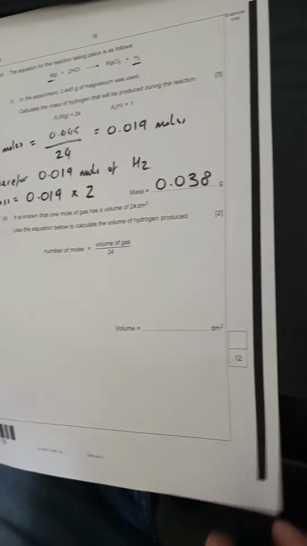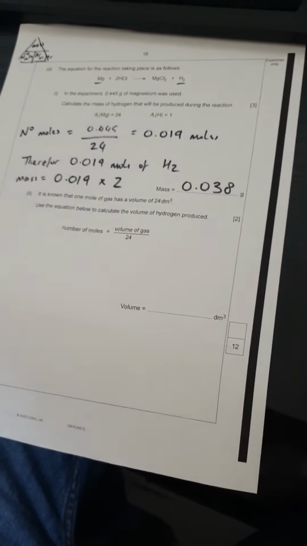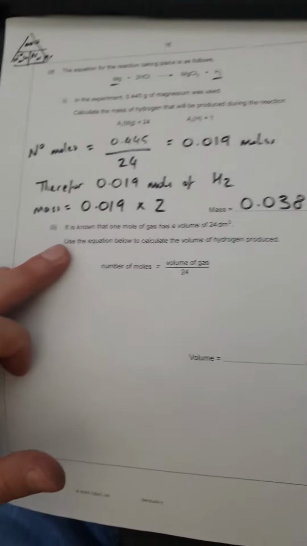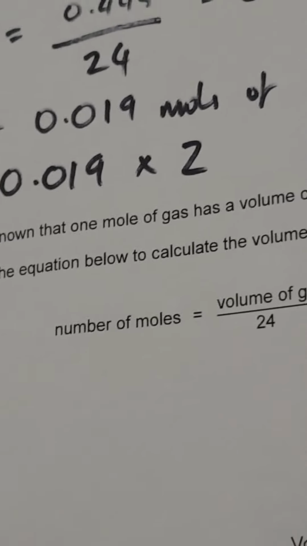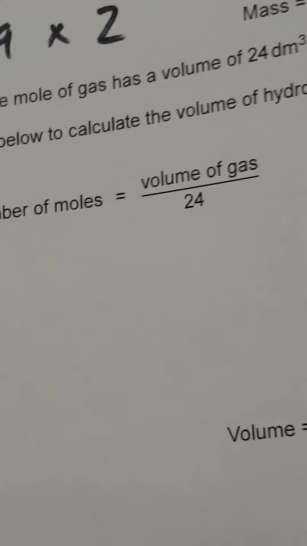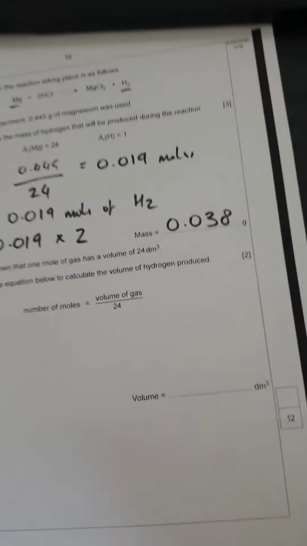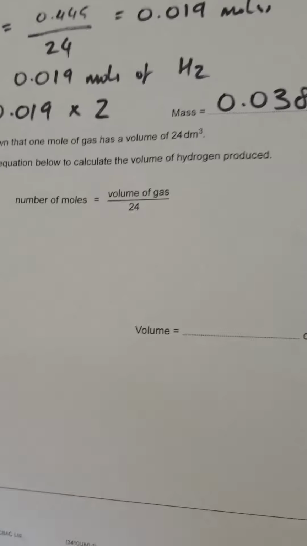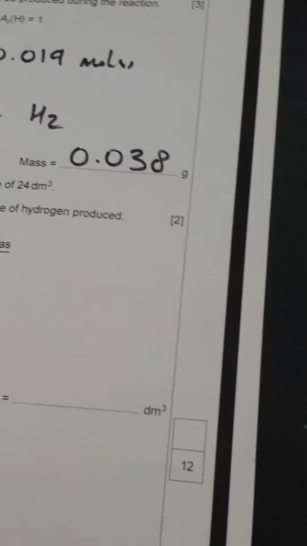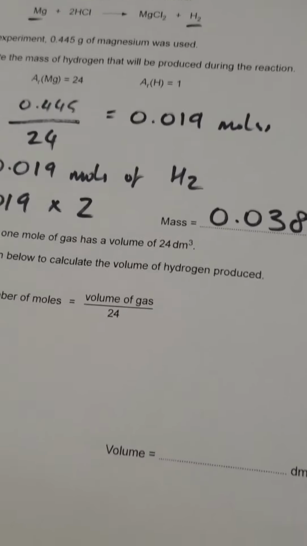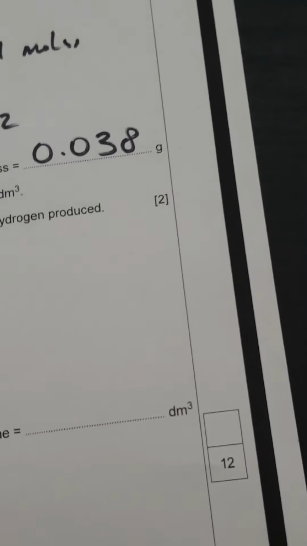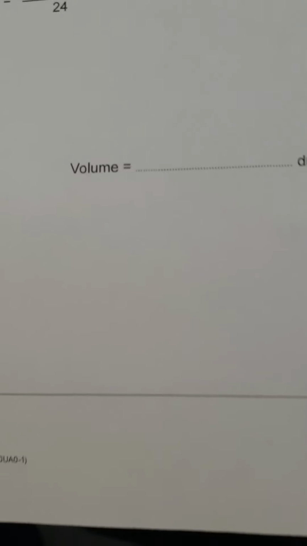Now, this is where it gets a bit more, taking it to year 12 stuff, okay? This then says it is known that 1 mole of gas has a volume of 24 decimeters cubed. 24 decimeters cubed is a special way of saying pretty much 24 litres of gas. 1 mole takes up 24 litres. Guess how many 2 moles would take up? 1 takes up 24, 2 takes up 48. 24 plus 24 is 48. What if it was 3 moles?